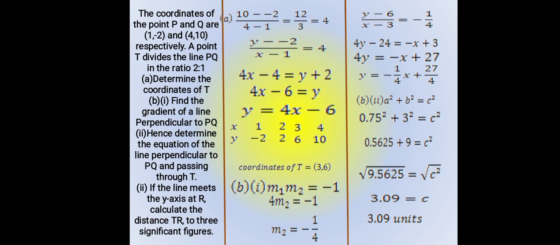Now, when we do so, we find that C squared is 9.5625. We get the square root, we get that C is 3.09 units. So TR is 3.09 units.